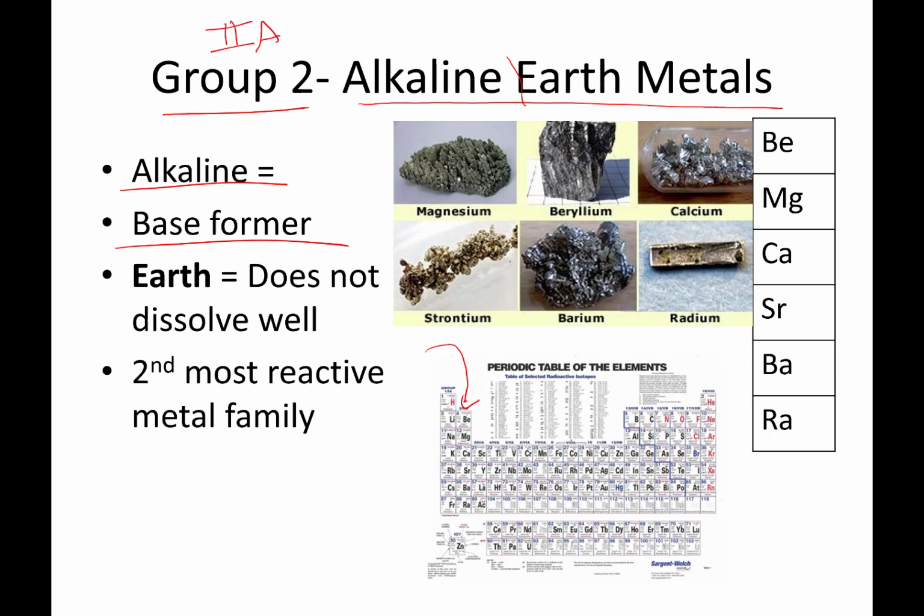But it also contains the name earth, and earth is an old-fashioned word in chemistry that means does not dissolve very well. The alkaline earth metals tend to make compounds that are not good at dissolving. They just do not mix with water well. And we'll go into a lot of examples as we go down that group 2. This is the second most reactive metal family on the periodic table. And the members are beryllium, magnesium, calcium, strontium, barium, and radium.